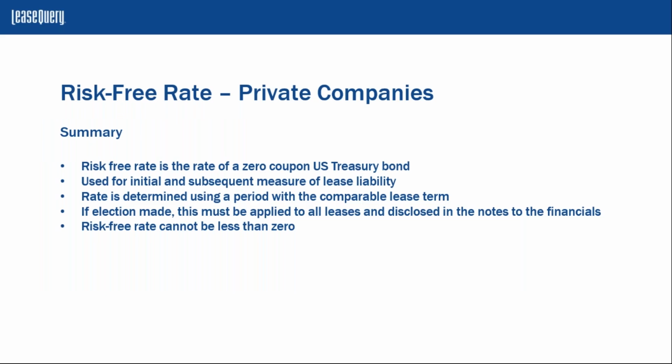And then from a summary perspective, here's what we just went over, right? Risk-free rate, zero coupon US Treasury is going to be utilized both initial and subsequent measurement. And if the election is made, previously it would be applied to all leases, but the boards are moving towards allowing organizations to elect that at the asset class level. And another thing to think about too, sometimes under international accounting, we've seen some negative discount rates, but under US GAAP, if you do elect the risk-free rate, that rate cannot go below zero.